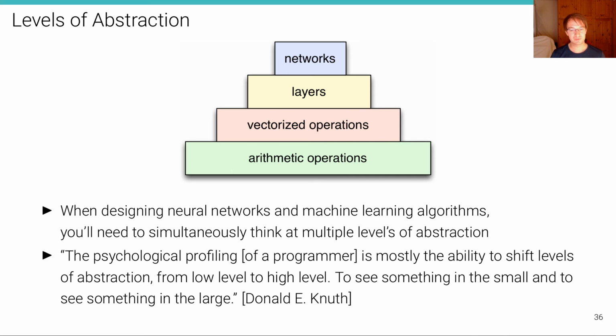Here's a famous quote from Donald E. Knuth, who said, not in the context of deep learning, but in the context of programming in this case, the psychological profiling of a programmer is mostly the ability to shift levels of abstraction from low level to high level, to see something in the small and to see something in the large. So that's really key, not only for deep learning, but in particular for deep learning.